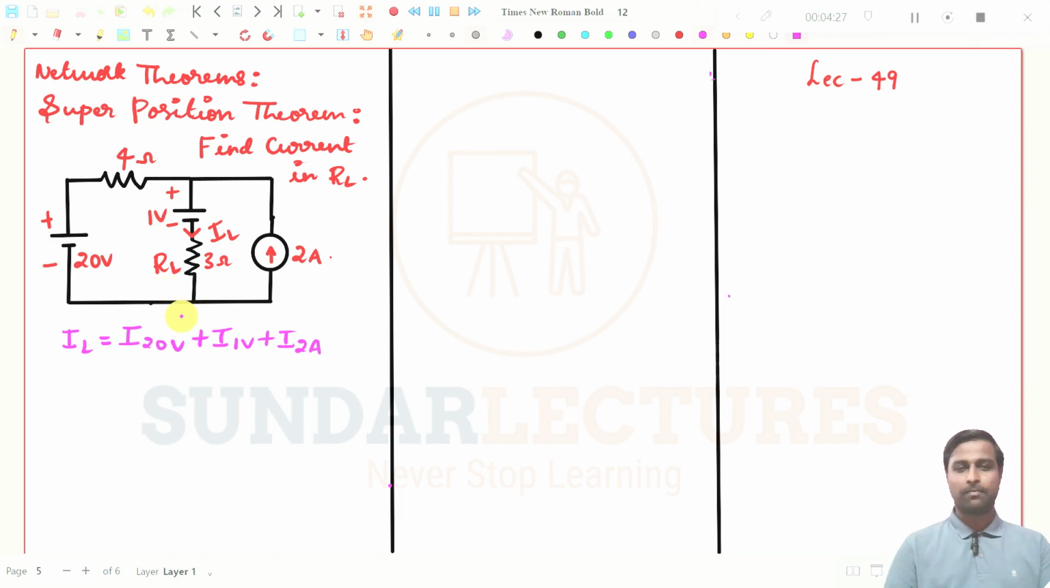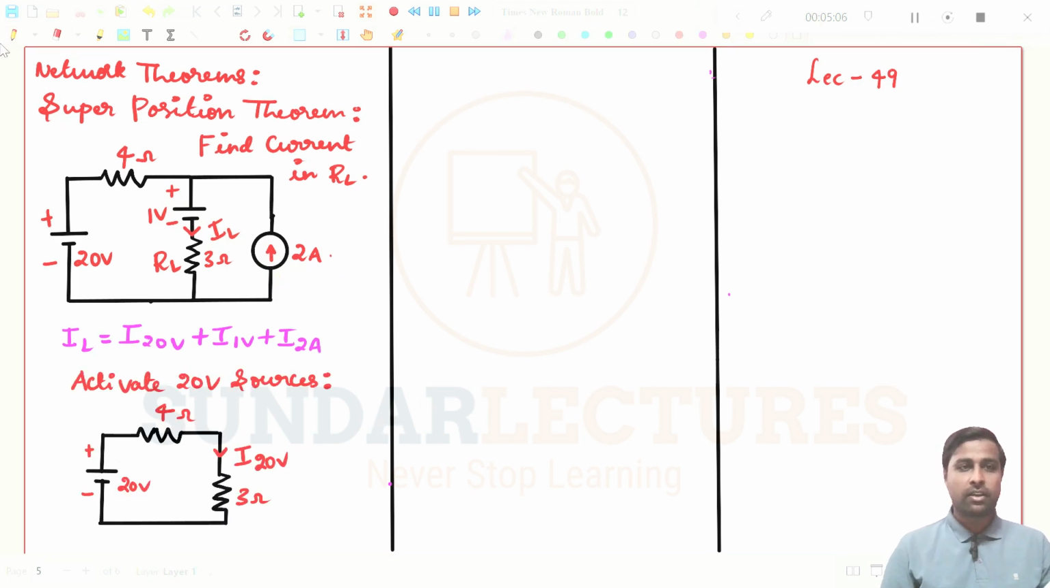This is the procedure. First I will take the 20 volt source. I activate this 20 volt source and deactivate the 1 volt and 2 ampere sources. Deactivating means if it is a voltage source, you need to short circuit it, and if it is a current source, you need to open circuit it, and replace it by its internal resistance. There is no internal resistance given here, so it is not a big thing to replace these two sources. If it is a voltage source, short circuit; if it is a current source, open circuit.